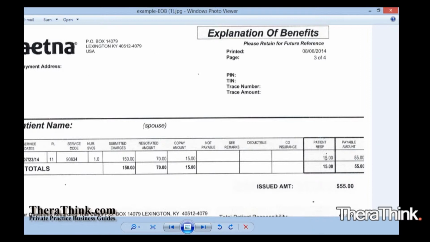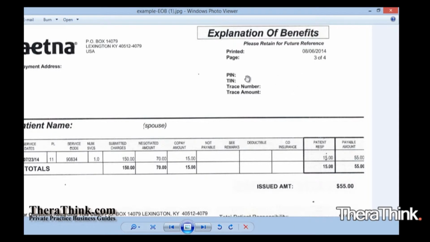So you're going to receive an EOB, which is an explanation of benefits, which is basically a summary of the amount of money that's been paid by an insurance company as well as the patient of that insurance company for your services as a mental health provider. So this is from Aetna. Here is where the payment address and the provider address information would be.